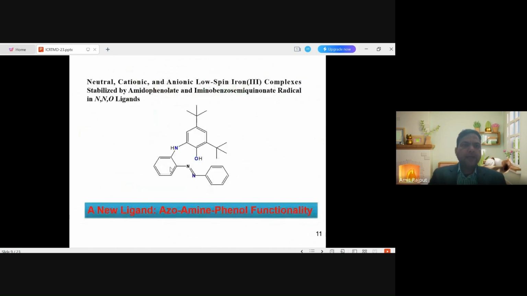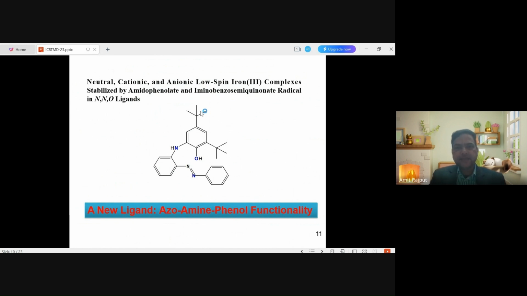By keeping all these concepts in mind, I wanted to synthesize some redox active ligands, and from those ligands synthesize the metal complexes, and then see which part of the metal complex is redox active, whether it is the metal or the ligand. If it is ligand based, then which part of the ligand is redox active, in which form: the dianion form, the monoanion form, or the benzoquinone form.